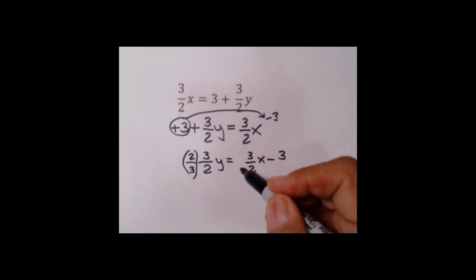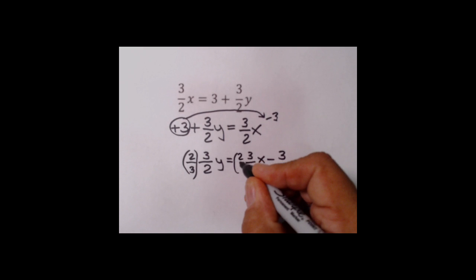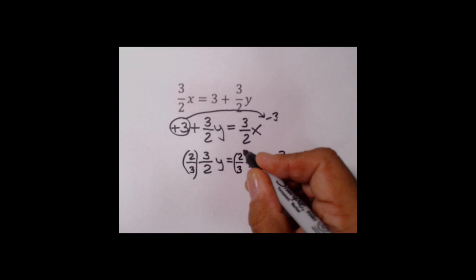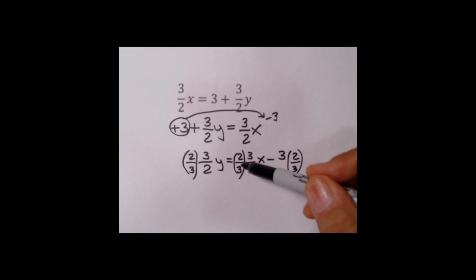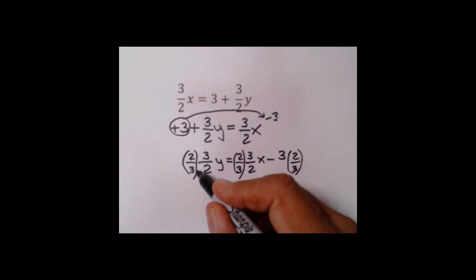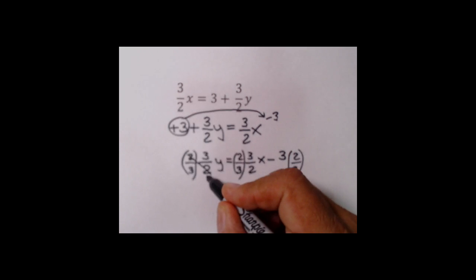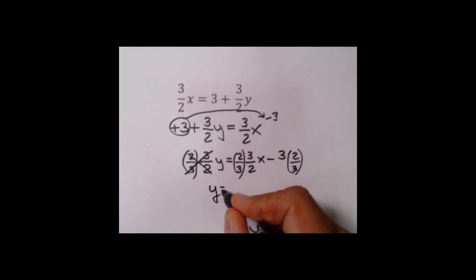But we have to hit every term on the other side by it as well. To keep everything in balance, you've got to treat every term the same. So over on this side, notice I've multiplied both the terms here by the reciprocal of 3/2, which is 2/3. Now, here's what happens. The 2's cross cancel, the 3's cross cancel, so we end up with just y equals.